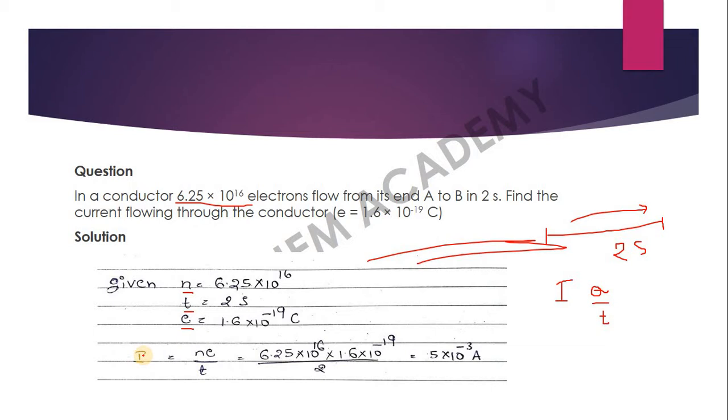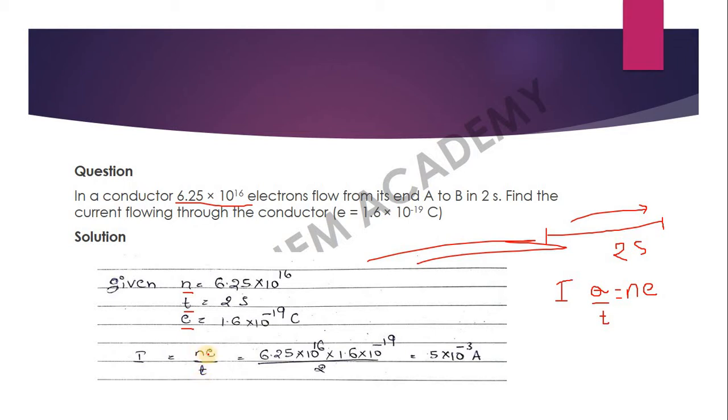So we know the definition of current, I is equal to Q divided by T. Q is nothing but NE, that is, charge is the number of electrons times the charge on each electron. Each electron has charge e, and there are N such electrons passing from one end to another, so the total charge is equal to N multiplied by e. So I is equal to Q by T, that is equal to NE divided by T.